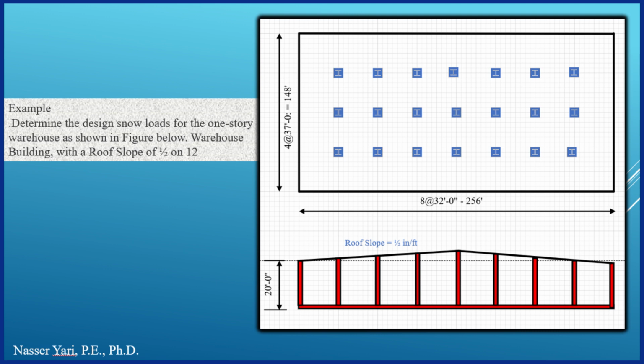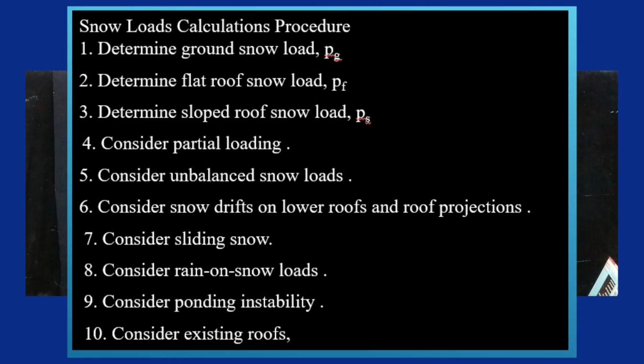Okay, what we're going to do is use the code to solve this, and take a look at what I have for the procedure. We're going to calculate the snow load using these 10 steps, which is first find the ground snow load, and all the way to step 10, consider the existing roof. I'm not going to read all 10 of them, but as we go along one by one, we're going to explore it.